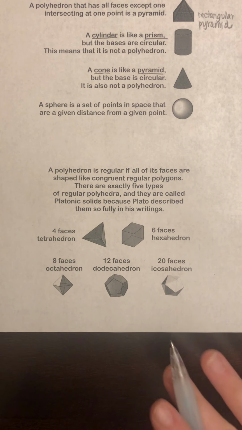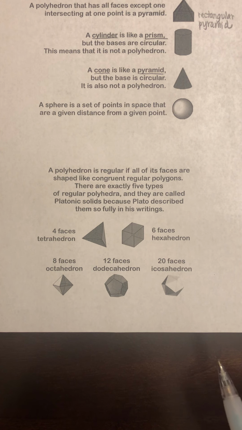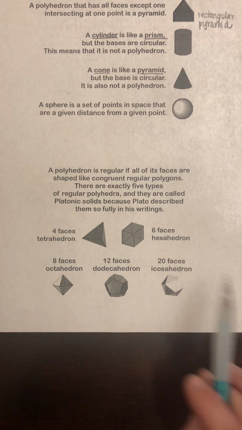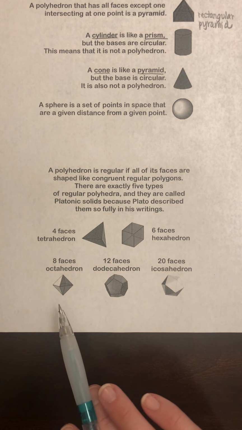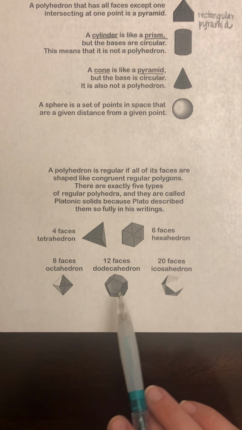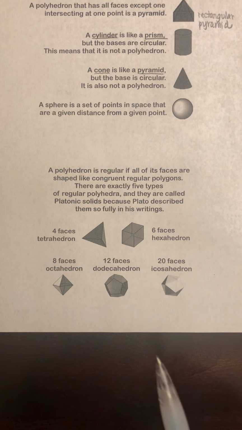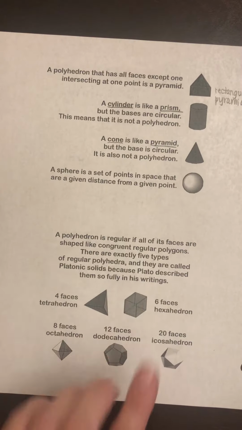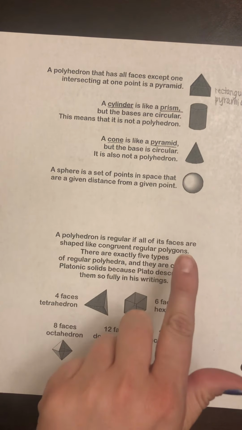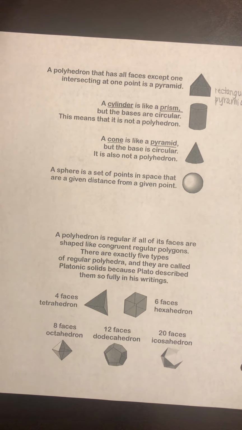Down at the bottom it just says that a polyhedron is regular if all of the faces are shaped like congruent regular polygons. And this is just some facts for you. Platonic solids. Here you have the tetrahedron, the octahedron, the dodecahedron, the hexahedron, and the icosahedron. You don't really need to necessarily know those definitions, but it is interesting to just kind of know what a platonic solid is. What I for sure think you need to know are those shapes, right? And those you probably already know.